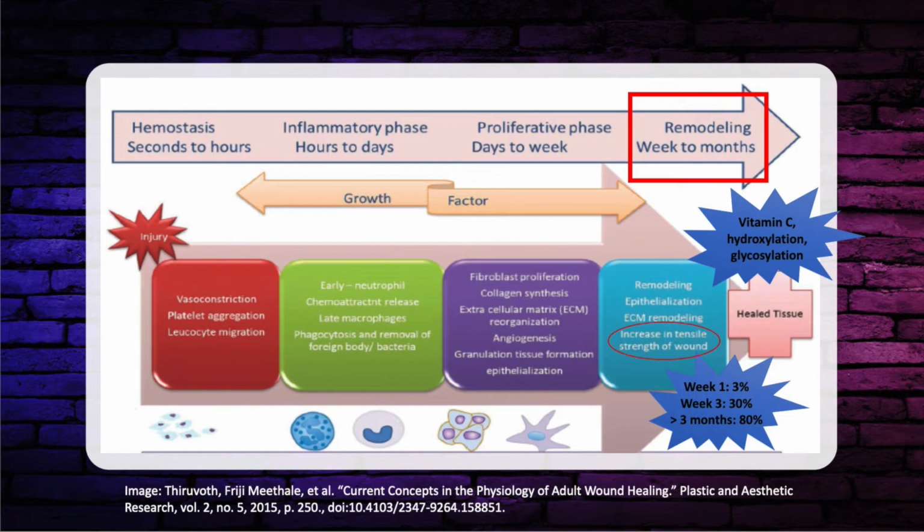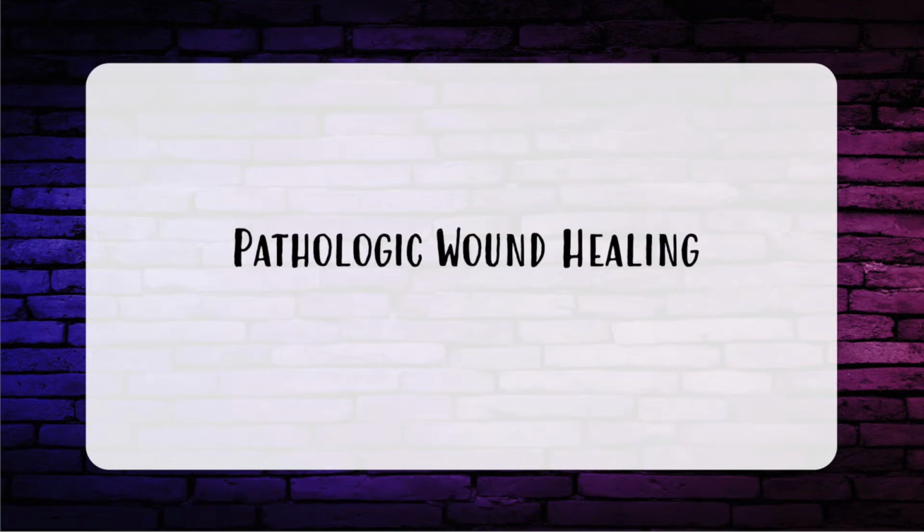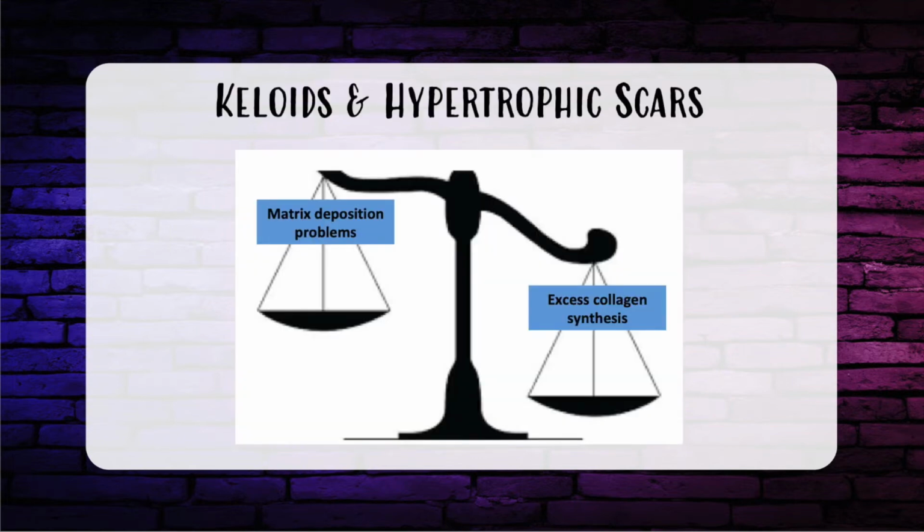However, the tissue at a scar at about 1 week will have 3% of its final strength. At 3 weeks, it has 30% of its final strength. And at 3 months and beyond, it is at its final strength, which is about 80% of the pre-injury strength of that tissue. So enough with regular wound healing. Let's move on to some disorders of wound healing, specifically keloids and hypertrophic scarring.